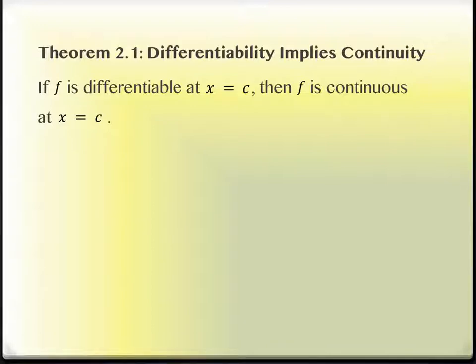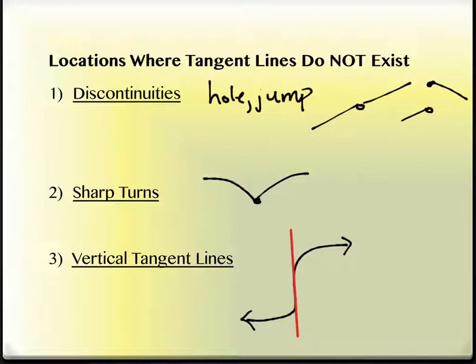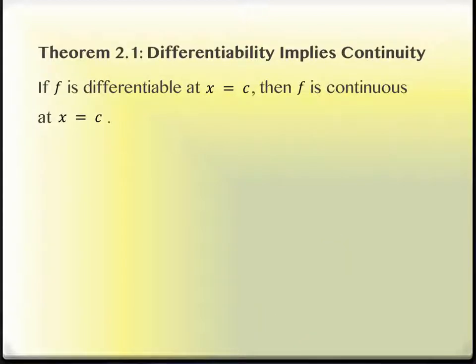If you're not sure about that, take a look back at number 2 and number 3 on the other slide. 2 and 3 were both continuous. They were not differentiable at those two locations. Okay? Last example.